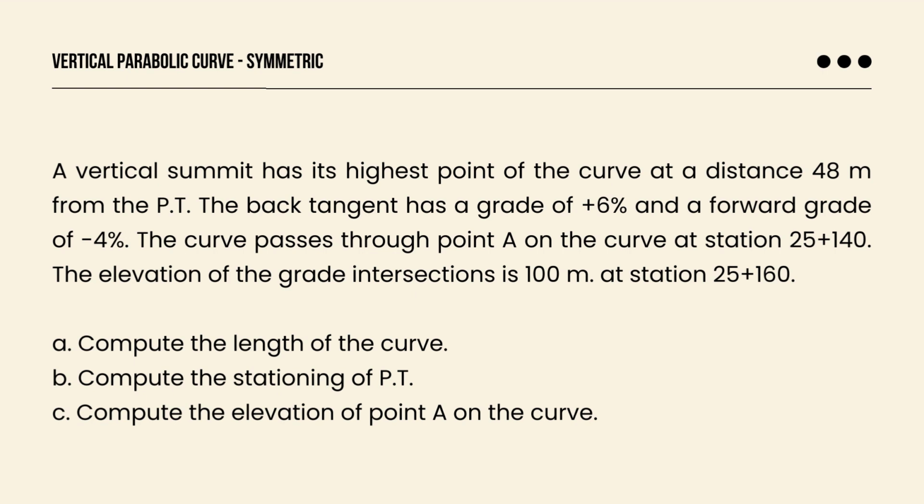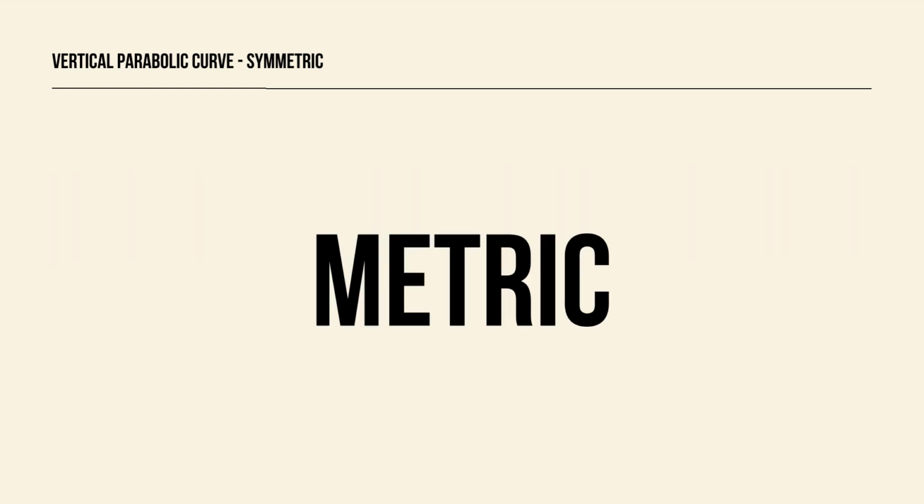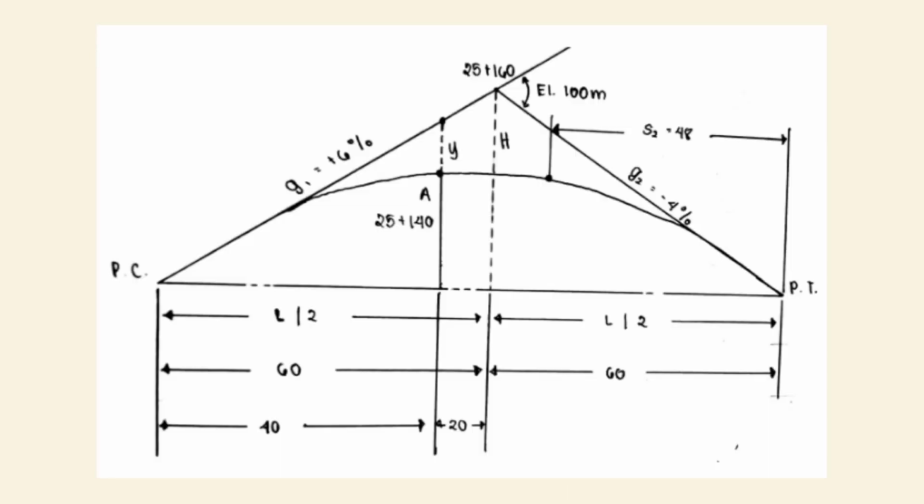The curve passes through point A on the curve at station 25 and 140. The elevation of the grade intersections is 100 meters at station 25 and 160. A. Compute the length of the curve. B. Compute the stationing of PT. And C. Compute the elevation of point A on the curve. So let's solve using the metric system first.